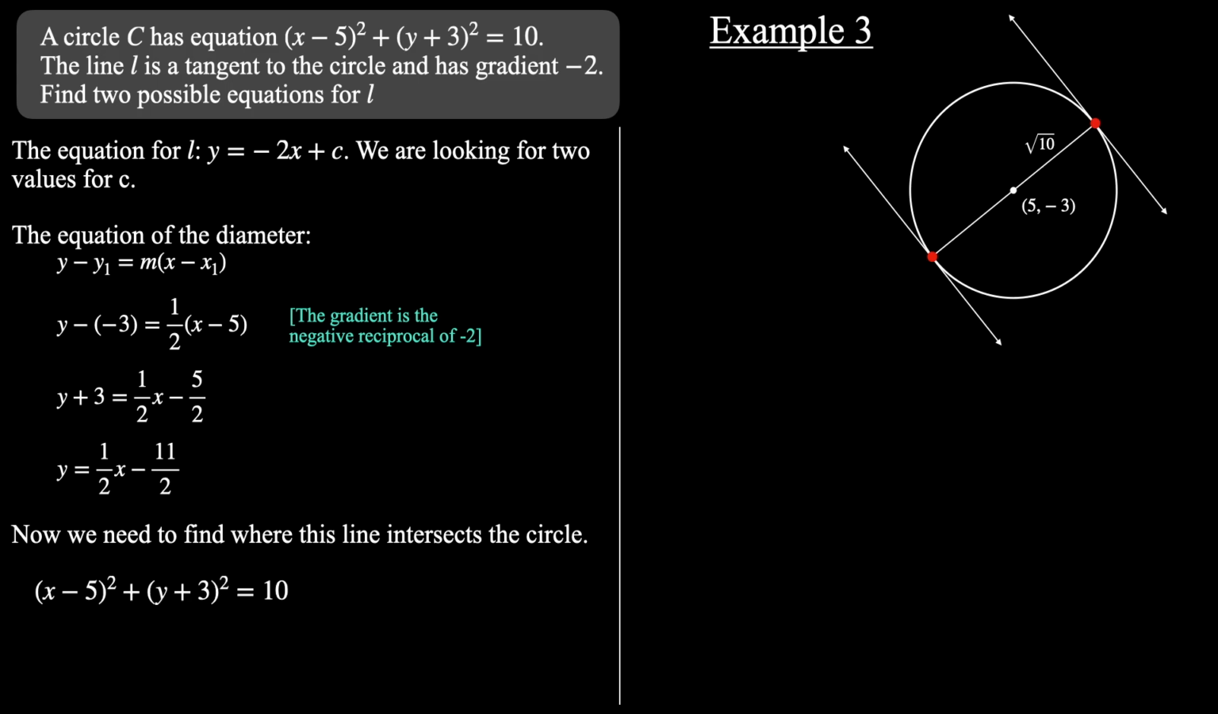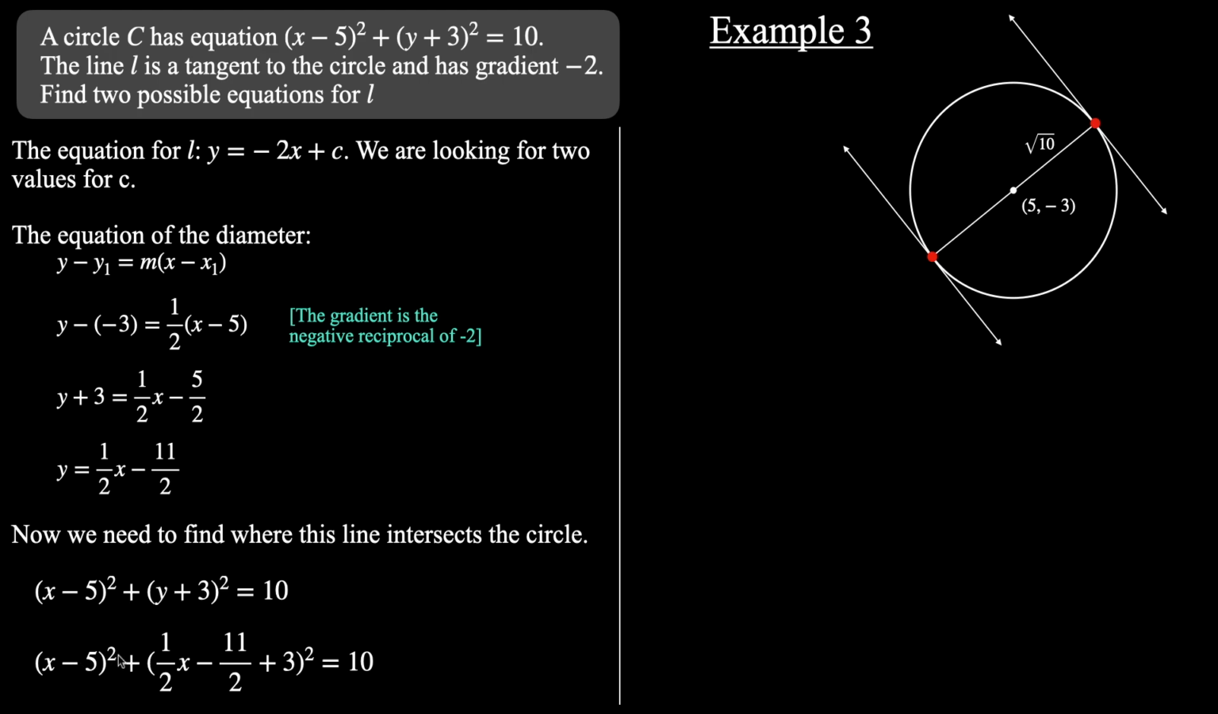Okay, so here's the equation of the circle. (x − 5)² + (y + 3)² = 10. We substitute this, y = ½x − 11/2, into this equation for y. This will give us the x coordinates for where the diameter intersects the circle, these two red points. Okay, so let's substitute that in.